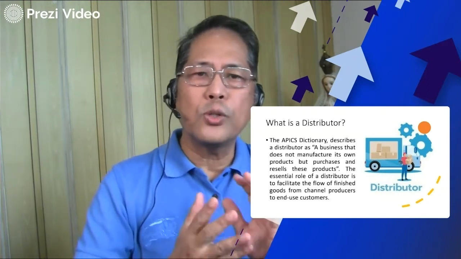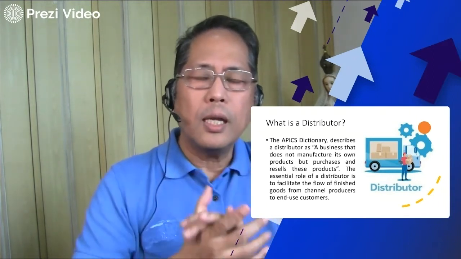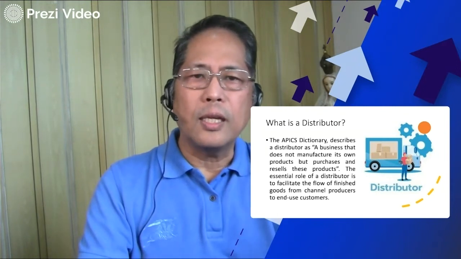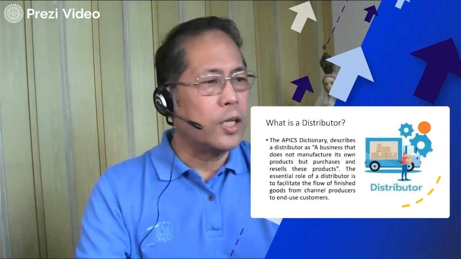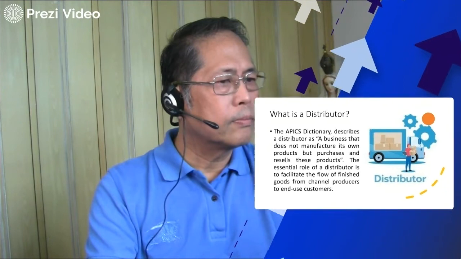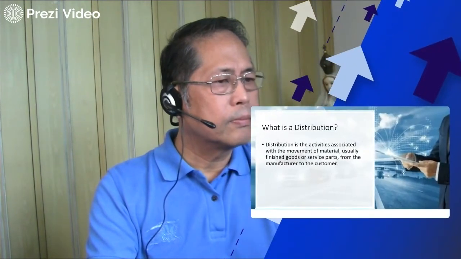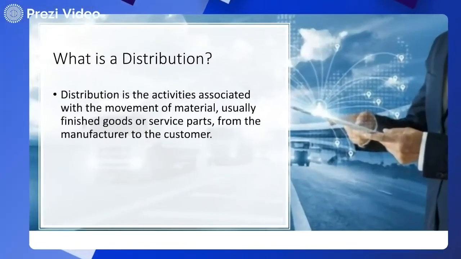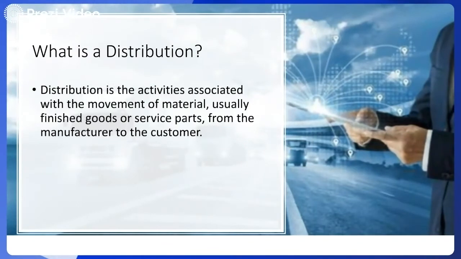In contrast to the role of the distributor, distribution refers to a process and not a channel entity. To be specific, distribution is the activities associated with the movement of material, usually finished goods or service parts, from the manufacturer to the customer.